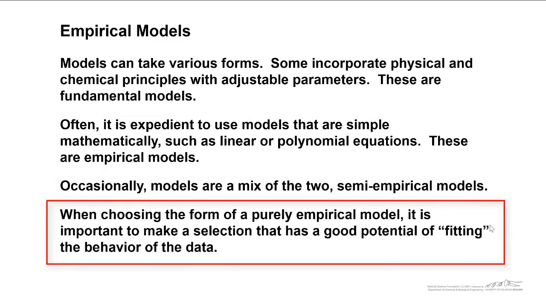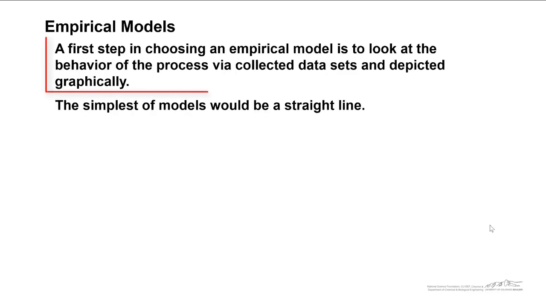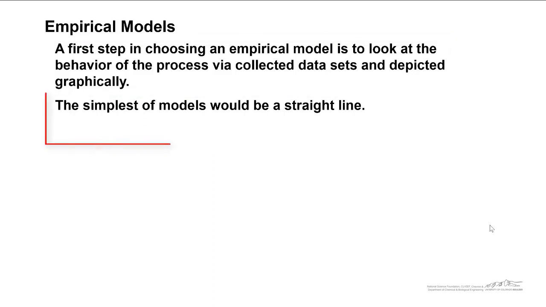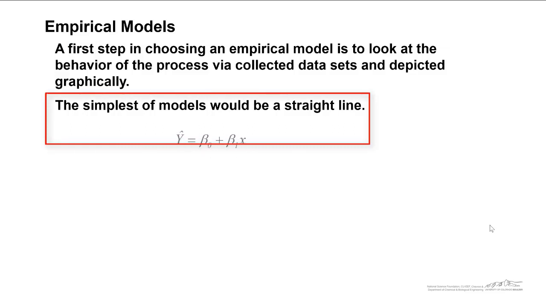When choosing the form of a purely empirical model, it is important to make a selection that has a good potential of fitting the behavior of the data. The first step in choosing an empirical model is to look at the behavior of the process via collected data sets and depicted graphically. The simplest of models is a straight line, and many of you have seen the equation for this before. Our model prediction is some function of an intercept, beta naught, and a slope, beta 1.